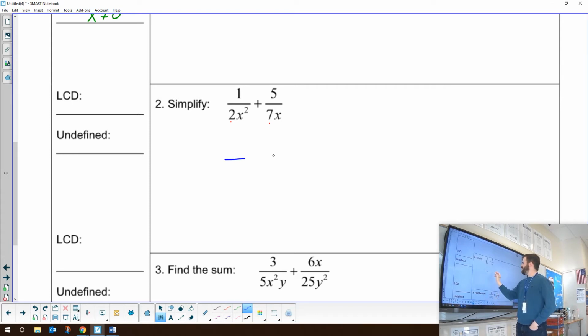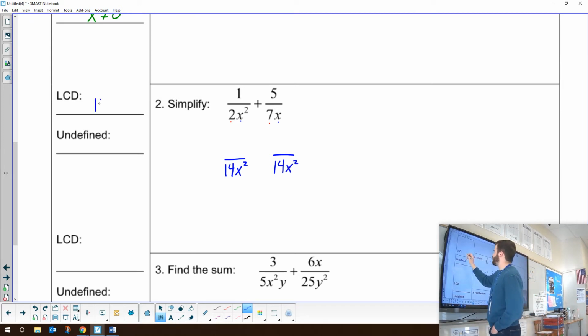Our common denominator for 2 and 7 is going to be 14 for both of these. And then we look at my variables. This one has an x squared, this one has an x. The smallest amount of x's that they both have in common is x squared. So this one's going to have an x squared, this one's going to have an x squared. So that is my lowest common denominator, 14x squared.